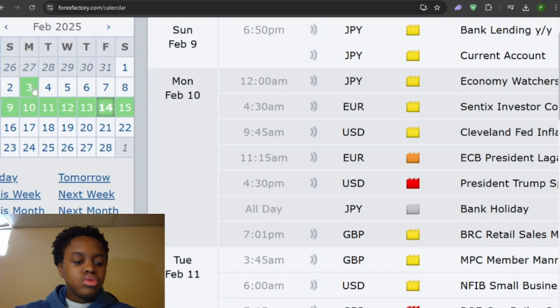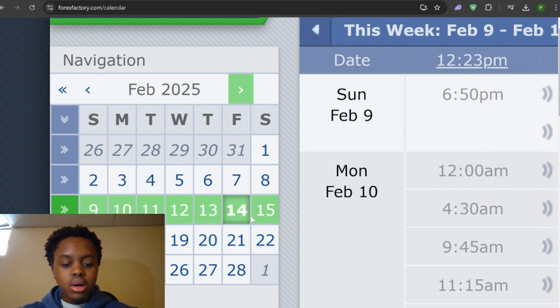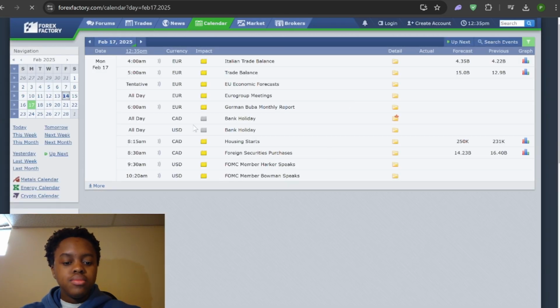And now if you move on to the navigation here, you can click the date you want. Like now today is Friday. I want to see the news that's going to happen on Monday. So I click Monday. See, look, bank holiday. And I can see this is going to be a calm, slow movement, basically.